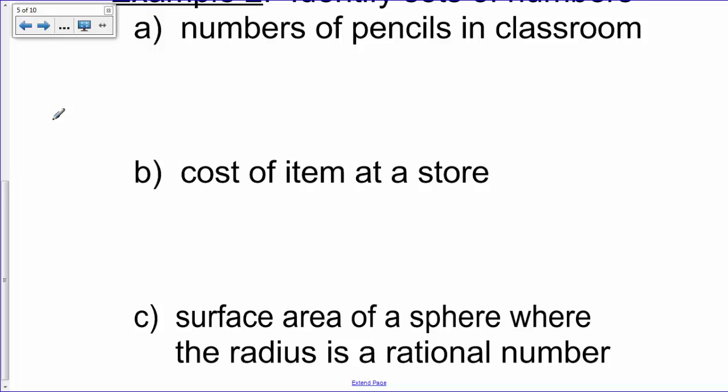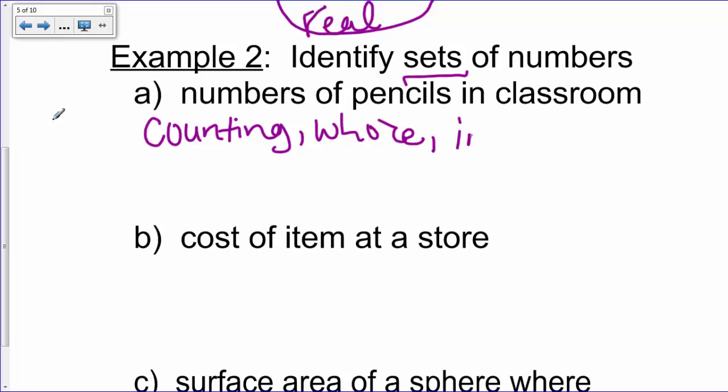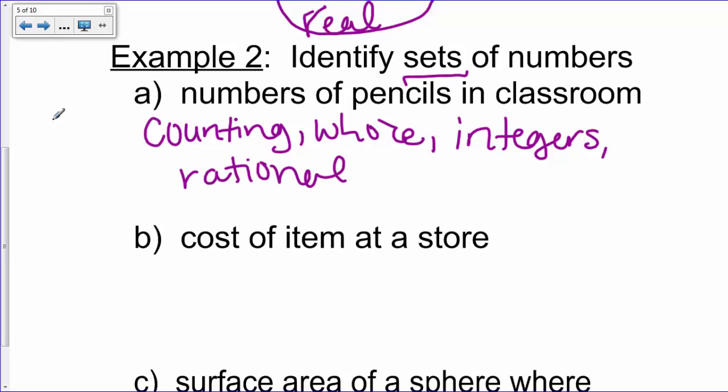So that would mean that the number of pencils in a classroom, it says to identify the sets, which means that there will be more than one. So if we're counting the number of pencils in a classroom, we would start with counting numbers. After counting numbers comes our whole numbers. Our integers. Our rationals. And our reals.